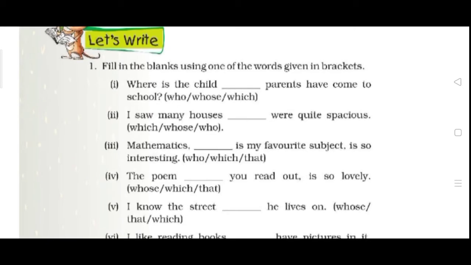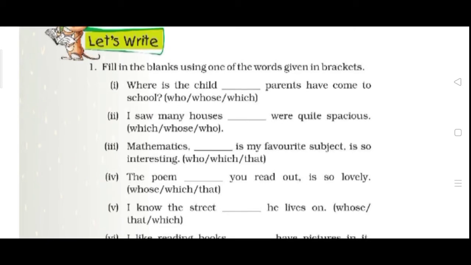Today we are going to learn the grammar topic which is relative pronoun. Fill in the blanks using one of the words given in the brackets. Where is the child? Dash parents have come to school. Who, whose, which. First, in which place you have to use the word who, and in which place you have to use whose, and in which place you have to use which. This is what you have to know first.